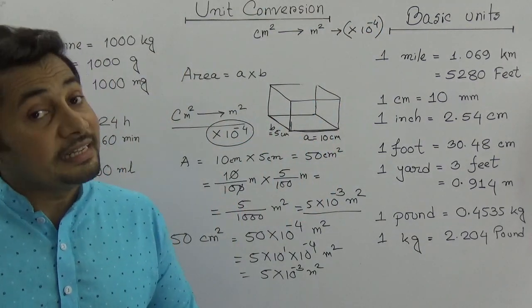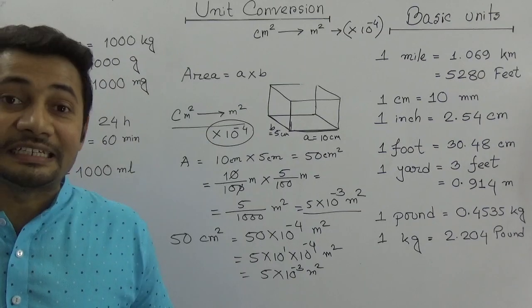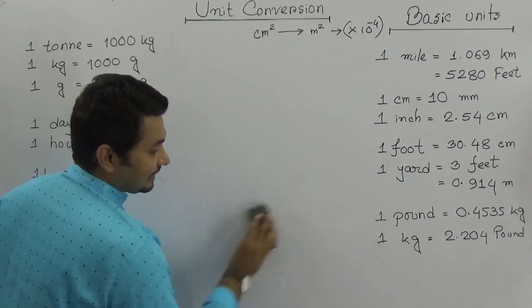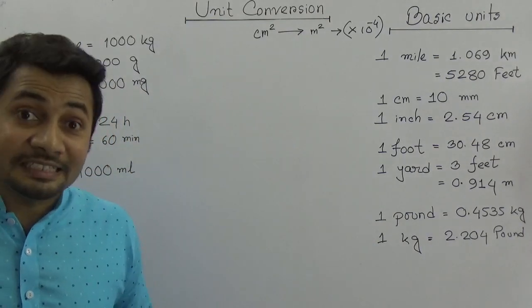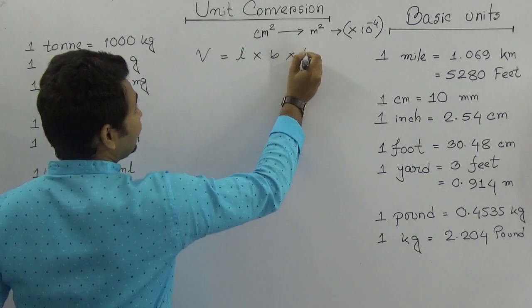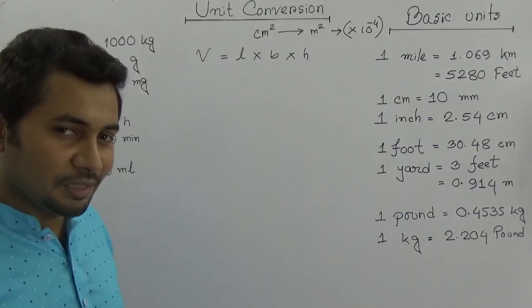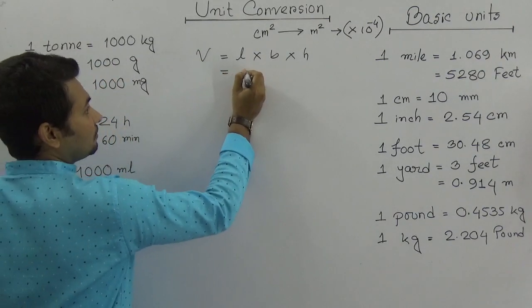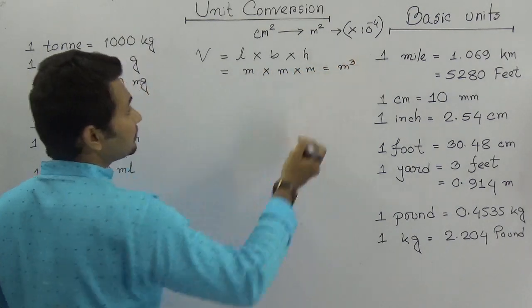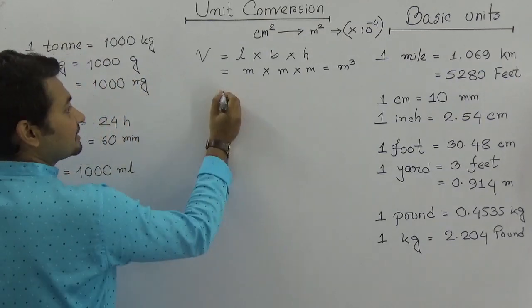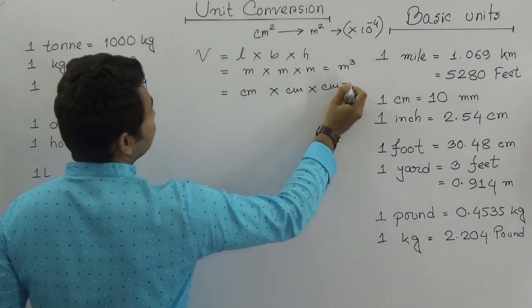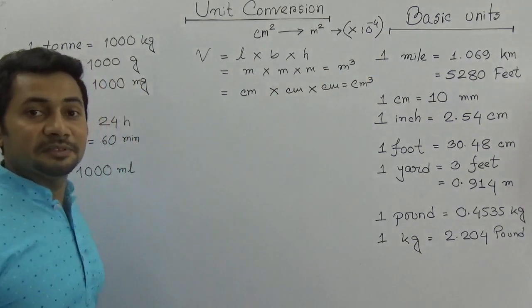Okay? And even in case of finding volume, what will we do? Volume, you have to multiply 3 quantities. That is, volume is length, breadth and height. So now you have 3 quantities to multiply. If all are meter, then this is very good, you will find meter cube. But if this is given as centimeter, centimeter and centimeter, you will find centimeter cube.